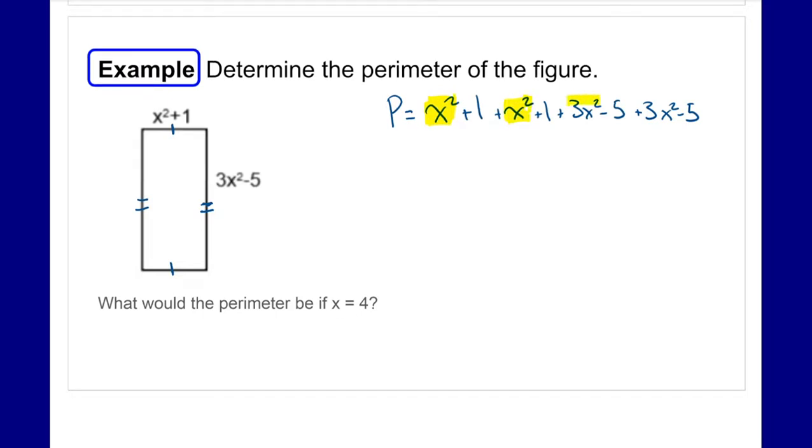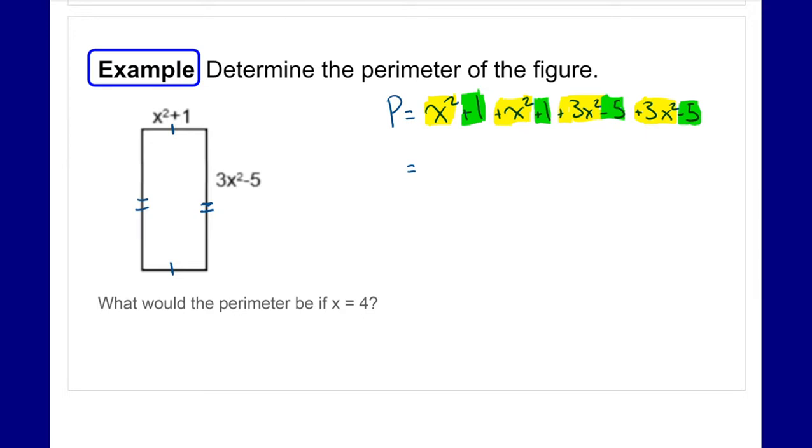I also have a 3x squared, which is a like term because it shares the same variable and exponent. I have 2 of them, so I can add those together, remembering to include the sign in front so I know what type of operation I need to do with it. And I look at my other terms, plus 1. That's a like term with plus 1, minus 5, and minus 5. They're like terms because there's no variable attached to them. Once I've found my like terms, I'm going to collect them to make it simpler.